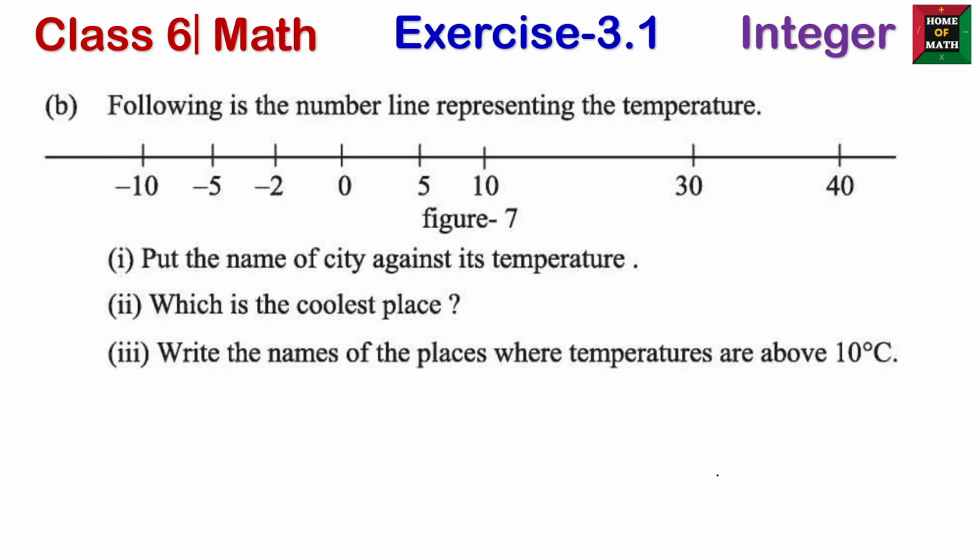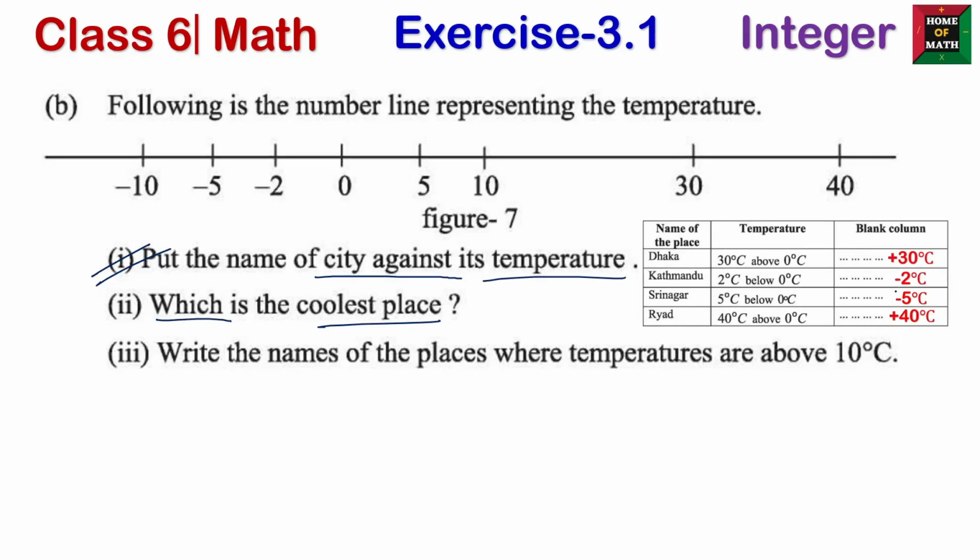Now our number A is done because we already mentioned the city name against its temperature. And which is the coolest place? So look, which is the coolest? This is 0 degree, plus means hot and minus means cool. And our question, which is the coolest? Minus 5 degree centigrade is the coolest place.